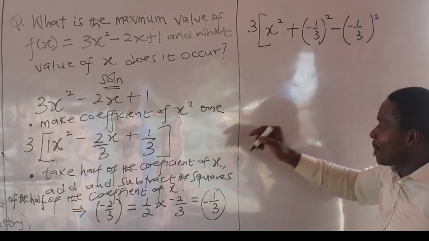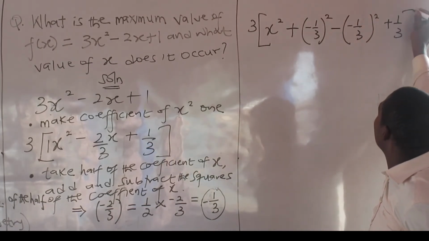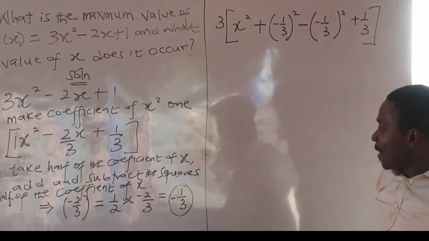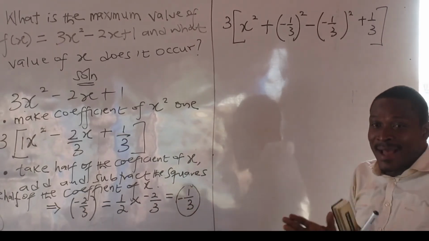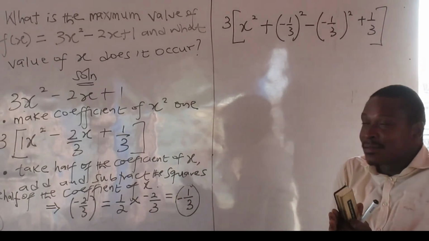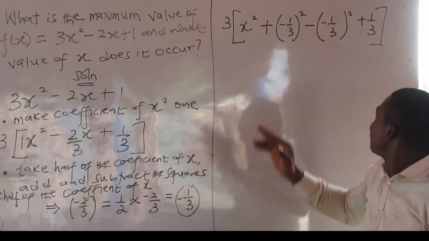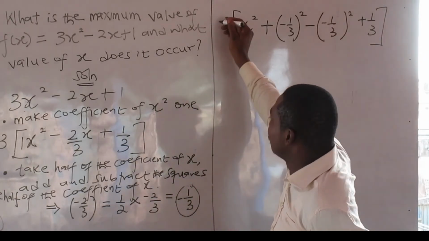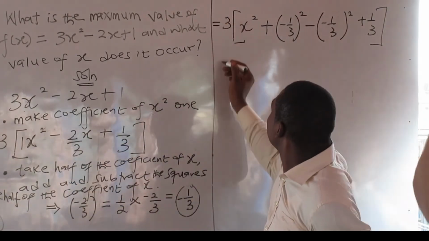Good. Square plus this constant here. Now when it gets here, you have to enter. So look at it again. Take the half of the coefficient of x. That is negative 1 over 3. Add the square of that. I did that. Subtract the square of that. That's what you see, right? Good. So whatever we are doing here is equal to what you see.